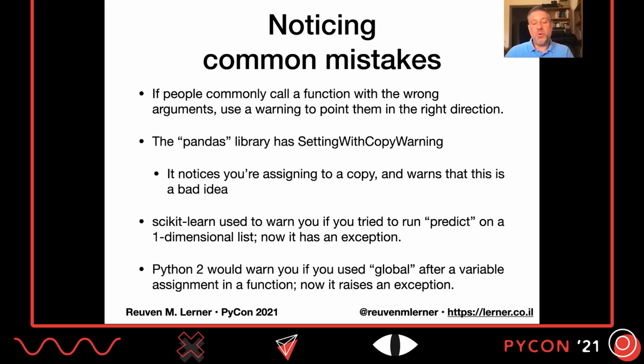What do we do? So rather than let people make these mistakes, Pandas says, hey, this is a warning, and even in the warning text points you to the URL of the documentation for Pandas where you can fix it. Scikit-learn used to warn you if you tried to run predict on a one-dimensional list or array. Now it's an exception. So they were trying to wean people off of bad behavior. And in Python 2, which I hope you're not using, inside of a function, if you used the global statement after you'd already assigned to a variable, it would give you a warning. Nowadays, it raises an exception. That's an example of how Python 2 started to try to warn us of bad behavior that would not work in Python 3.